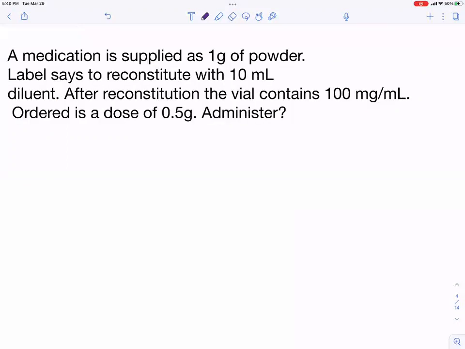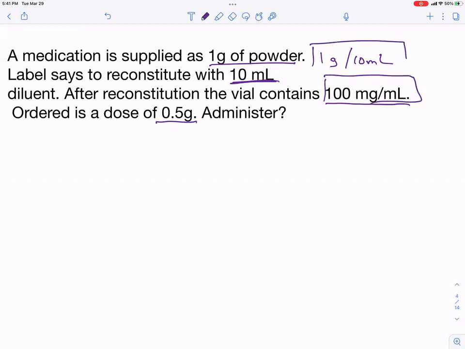So here's a problem that has a lot of information in it, and it's not uncommon to see vials that contain different units of measure to tell you how the reconstitution is. So when you look at this question, it says medication is supplied as 1 gram of powder, and the label says you're going to reconstitute with 10 milliliters of a diluent. So that is 1 gram in 10 milliliters, right? After we reconstitute it, the vial may also say it contains 100 milligrams per ml. The ordered dose is 0.5 grams.